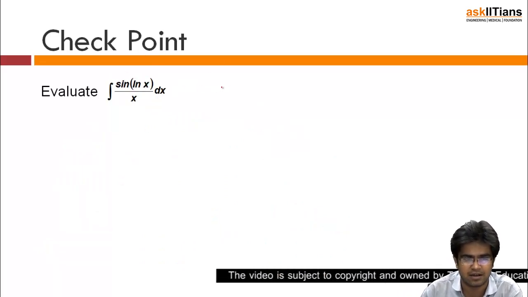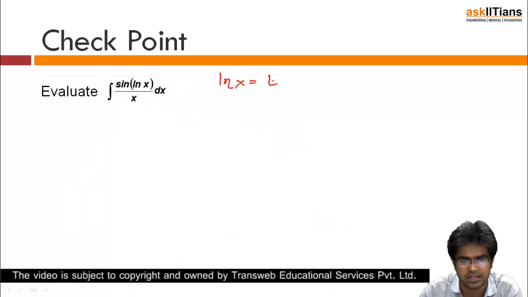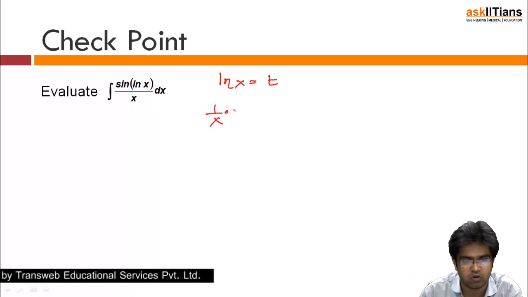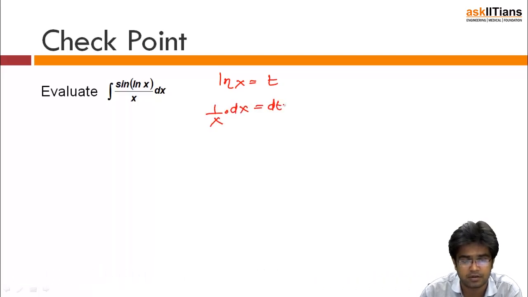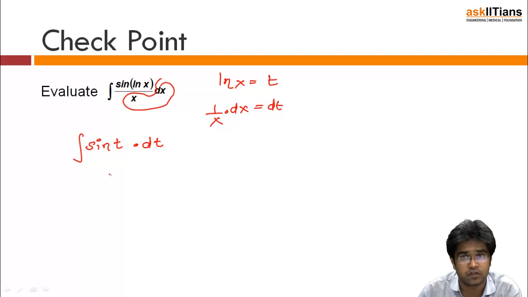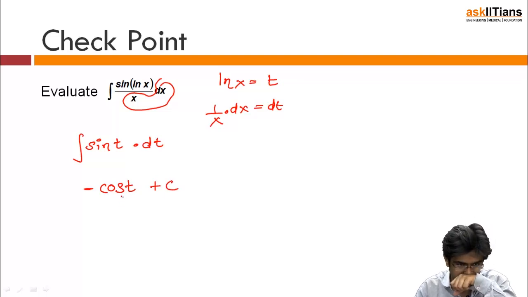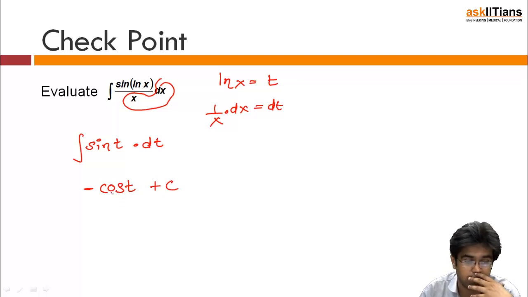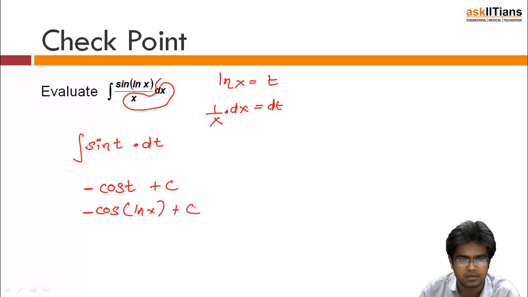The next question is very easy. I know that if I put ln x straight away as t, then if I differentiate, 1 upon x dx is dt, which is available. So I integrate sin t dt. The integration of sin t is minus cos t plus a constant, because d by dx of cos x is minus sin x, so minus minus will make it plus. Now back substitution: minus cos ln x plus c. That's your final answer. Simple.